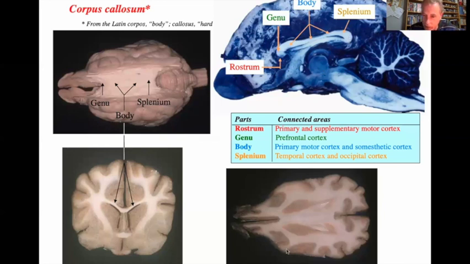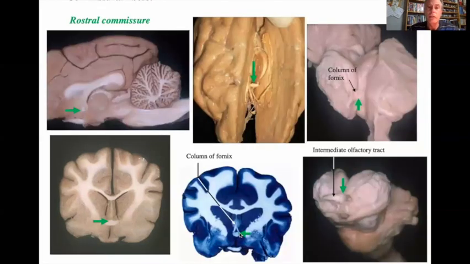This is a dorsal section of both cerebral hemispheres. You see the caudate nucleus with a long tail, right? The head, the body, and the tail. And here we have the corpus callosum, right? The rostral commissure, as we have explained before, communicates the olfactory bulbs. Where is this commissure located? Here. It is located just rostral to the columns of the fornix, right here. Right here is the rostral commissure.